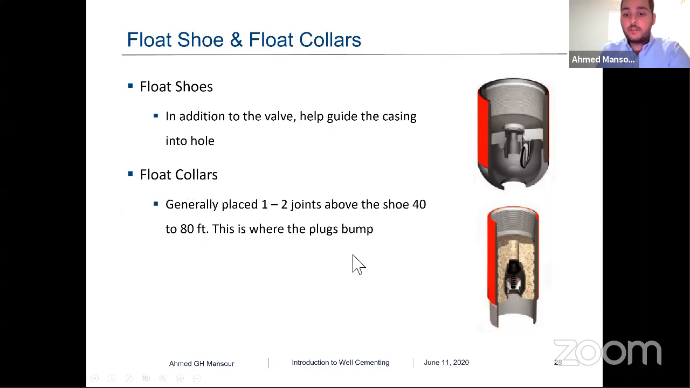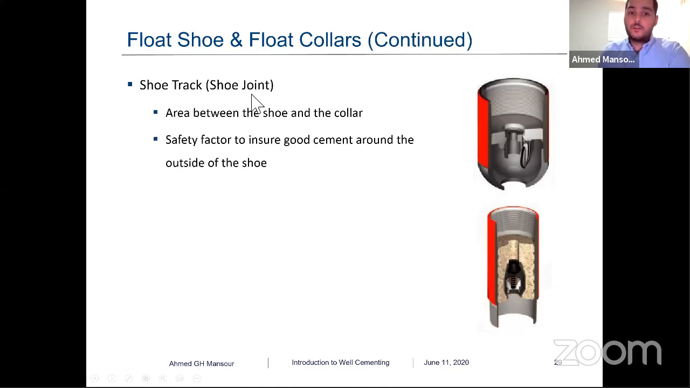We have the float collar. The float collar is a valve that we set one or two joints above the float shoe or the guide shoe. It's a valve that allows the cement to go through in one way and not allow cement to return to the casing. And the shoe track, or what's called the shoe joint, is the area between the shoe and the collar. Usually it's from 40 to 80 feet, and sometimes it's different based on the design that the operator company uses.